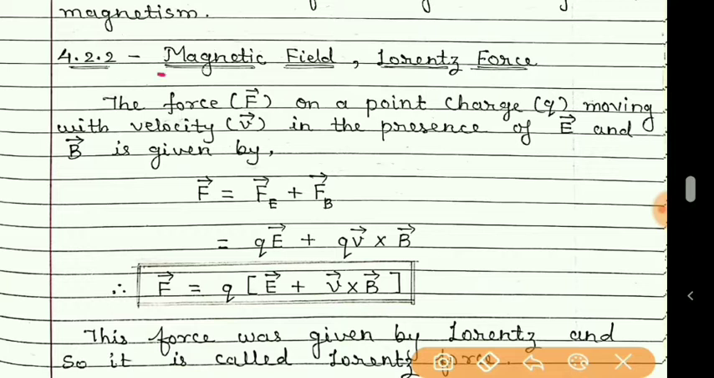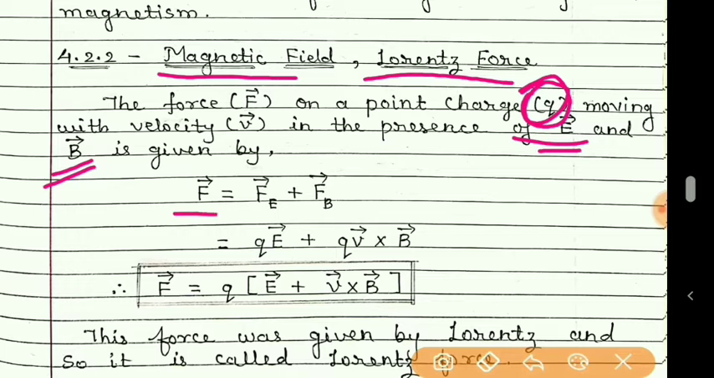Now, magnetic field and Lorentz force. Now students, whenever a charged particle which is in motion passes through both electric field and magnetic field, meaning if in a space there exists, suppose, electric field also and magnetic field also, and if a charged particle enters in such fields, then the force acting on that moving charge is given by F is equal to force due to electric field and force due to magnetic field.